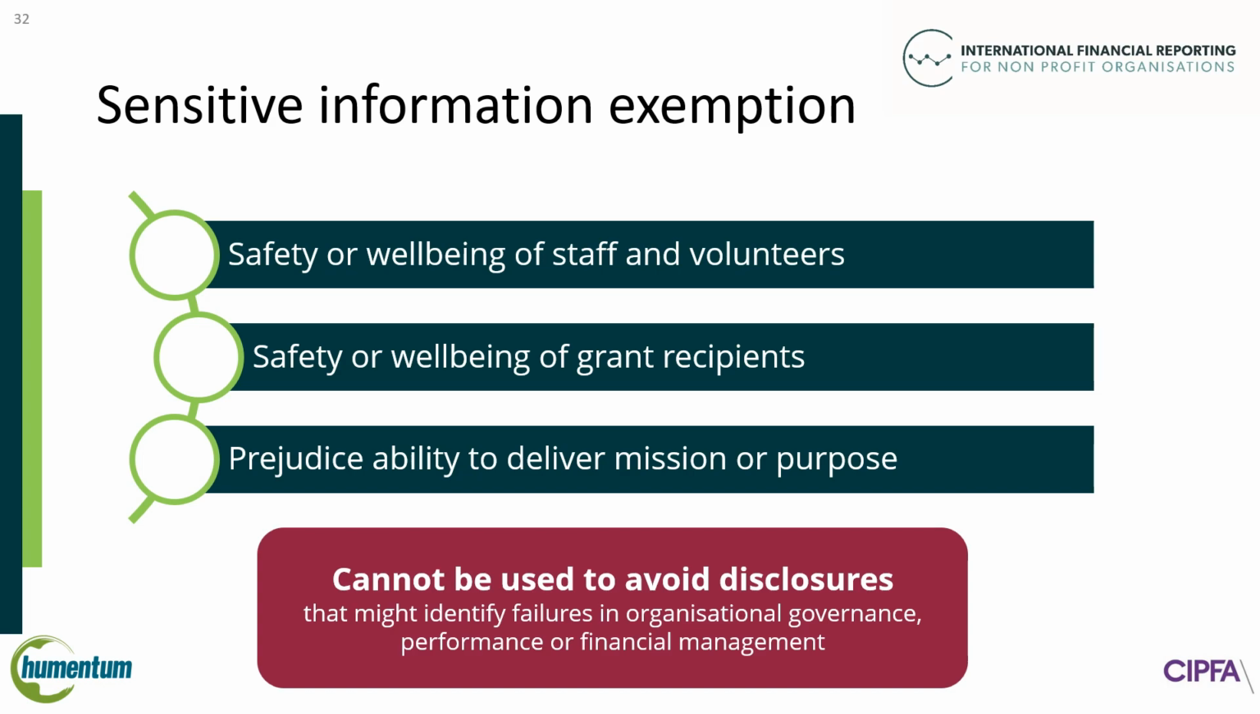A grant-providing NPO is exempted from making disclosures about grant expenses, where these are sensitive. A disclosure is sensitive if, for example, describing the nature of a grant made would compromise the safety or well-being of individuals, such as those working with the grant-providing NPO or grant recipients. A disclosure could also be considered sensitive if it could prejudice the ability of the grant-providing NPO or grant recipient to deliver its mission or purpose in other ways.